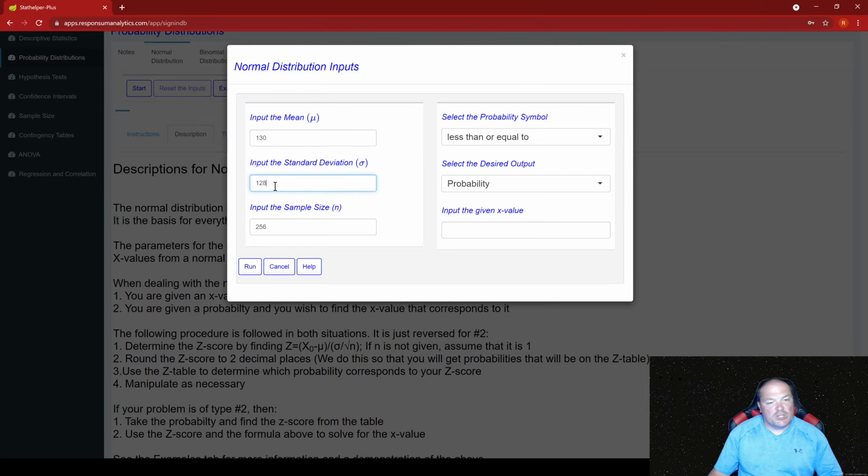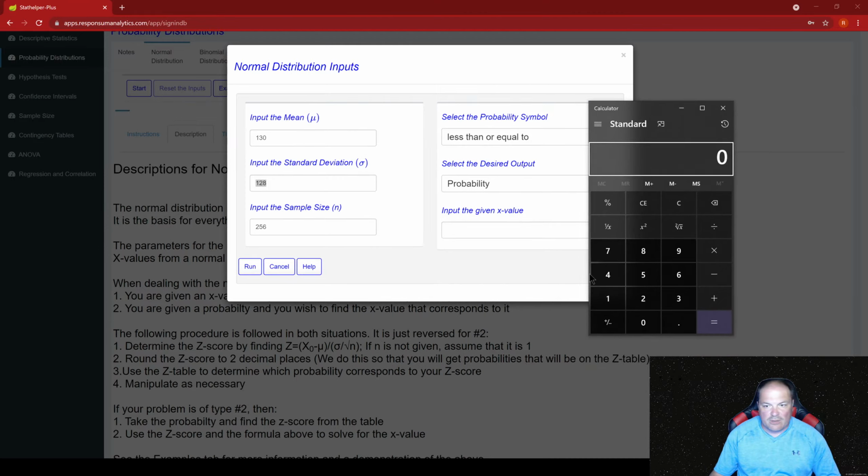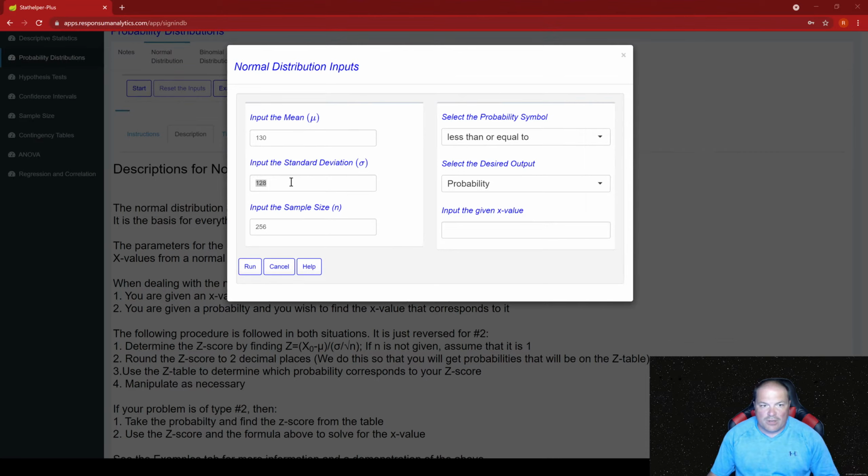Wait, I'm sorry, not 128. This is looking for standard deviation. So we would be putting in the square root of 128. So let's take a look at what that would be. We wouldn't be putting in 128. We would put in 11.3137, because the stat helper is looking for the standard deviation.